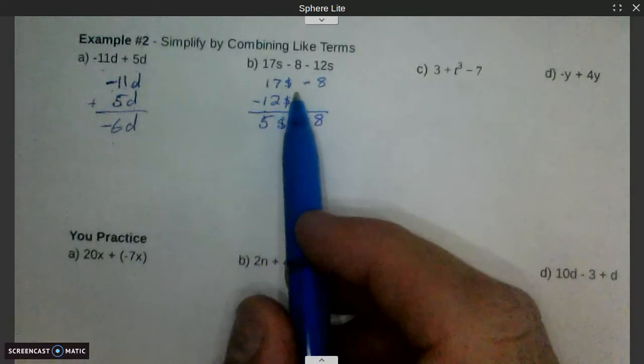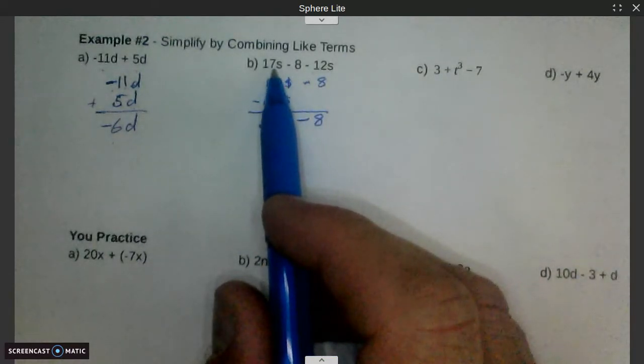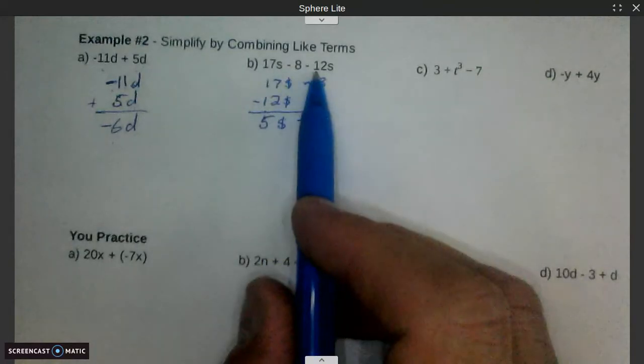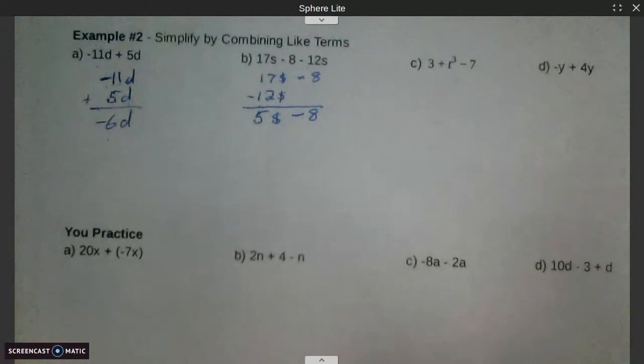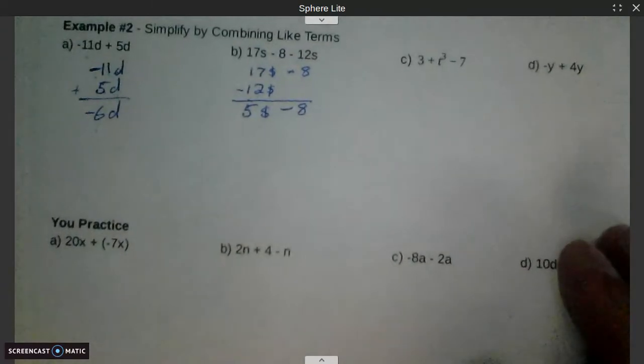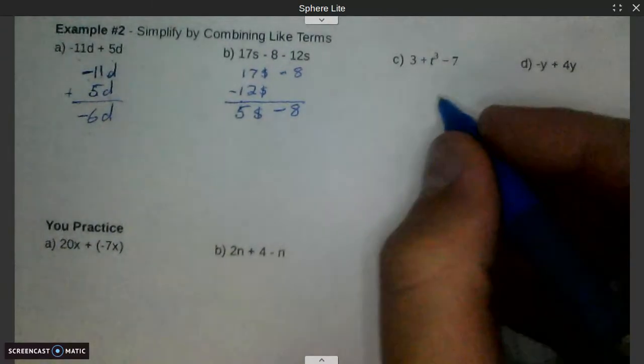Now, of course, you can do this without the vertical method. All you'd have to do is say, hey, 17s minus 12s gives you 5s. And then you have minus 8 left over. However you want to do it is fine. As long as you get the right answer, that's all I care about.